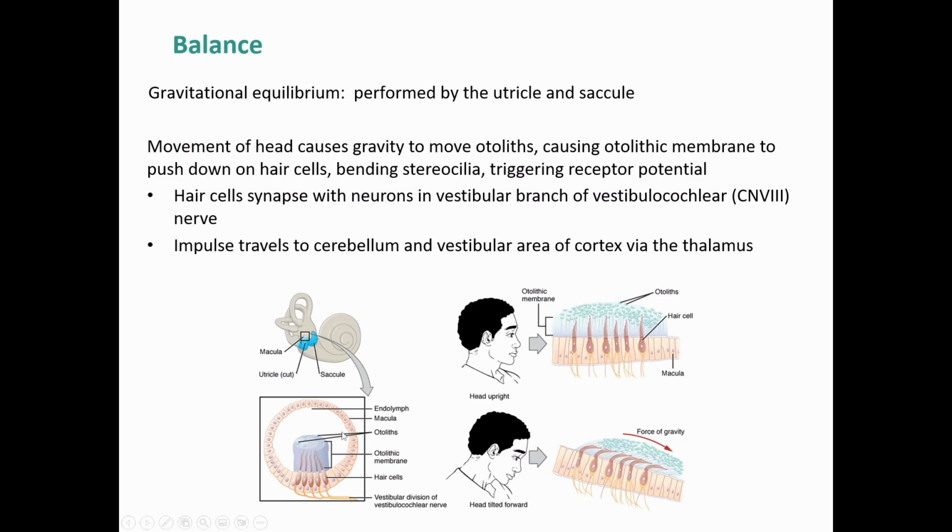But the big thing here is just looking at this and understanding what these parts are doing. The macula is keeping everything encased. We have hair cells with stereocilia that extend up into this otolithic membrane, and then otoliths that are on top, and those otoliths are going to move with gravity, and that's with the otolithic membrane, that's going to cause those hair cells to bend. And when those hair cells bend, that's how we send a signal to the neurons.